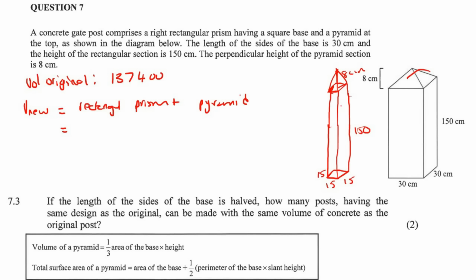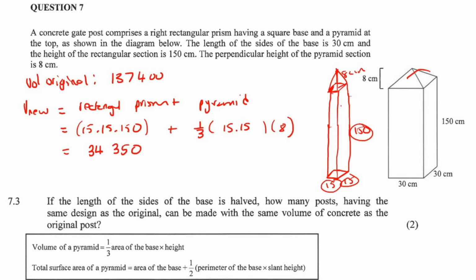So for the rectangular prism, we said that it was the length times the base times the height. So that's going to be 15 times 15 times 150. Plus the pyramid, which was a third, and then the area of the base, which was the square, so that was 15 times 15, and then the height is still 8.